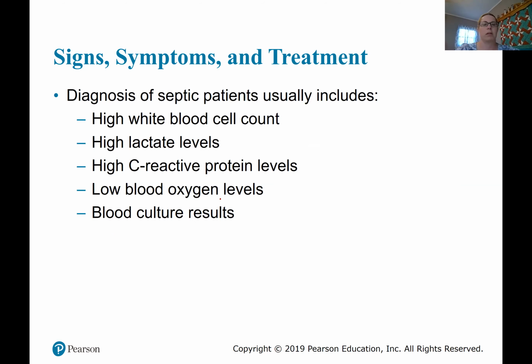Diagnosis, looking at blood draws: high white blood cell count, high lactate levels, high reactive or C-reactive proteins, low blood oxygen. And then they could also culture the blood and see if there's anything growing in the blood. We used to believe that the blood was axenic, which means did not have anything growing in it, like the cerebral spinal fluid. But there can be very few, very specific microbes that live in the blood.